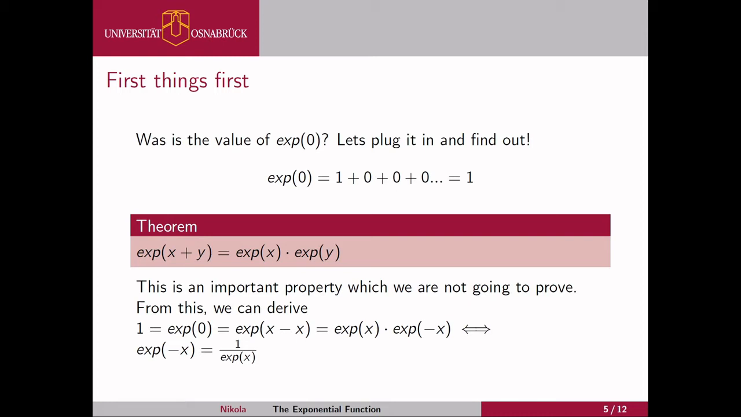What does this mean? It means we can divide by exp of x. So we get that exp of minus x equals 1 over exp of x. This means that if we have a value for the exponential series for a positive argument, we can get the value of the negative argument just by taking the inverse. And this is a very, very important property which we're gonna utilize right now.